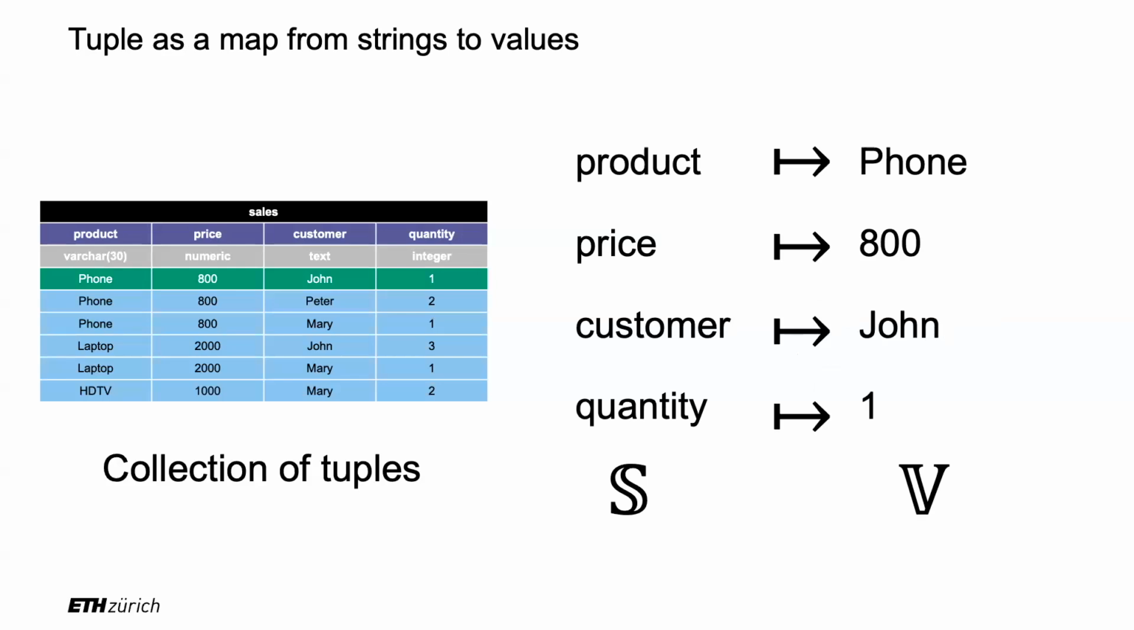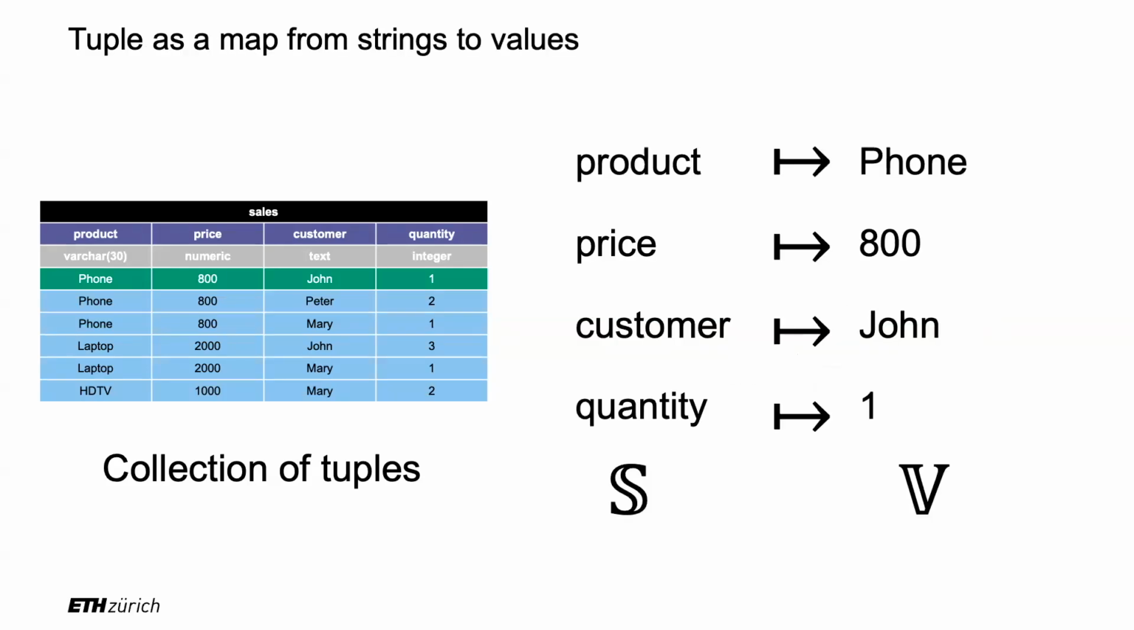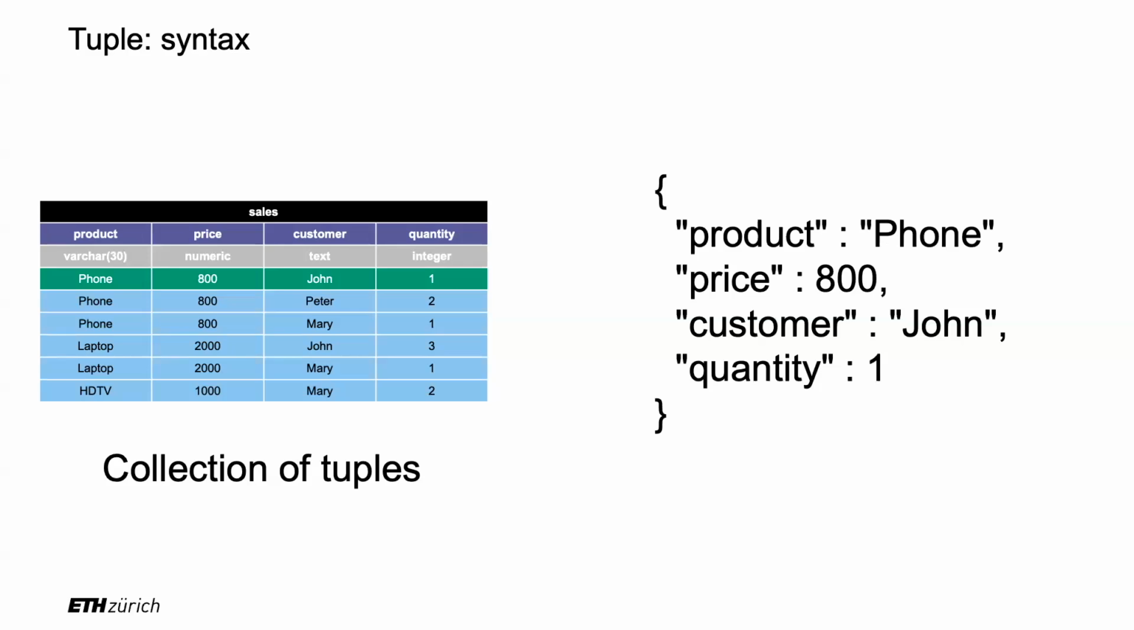But now instead of the mathematical view as a partial function like this, we are going to prefer to view it as text like that. Do you see? It's the same thing. Product, price, customer, quantity, these are my attributes in my table. Now I'm calling them keys. Then I have a colon, and on the right, I have the actual values, phone, 800, John, 1. Do you recognize this syntax? Anybody? What's it called? JSON, exactly. This is JSON. That's the focus of today.